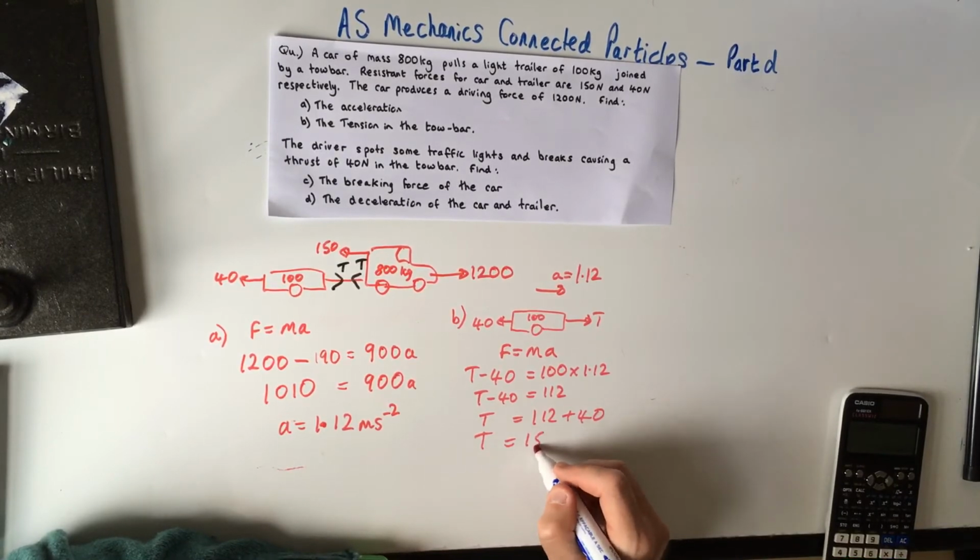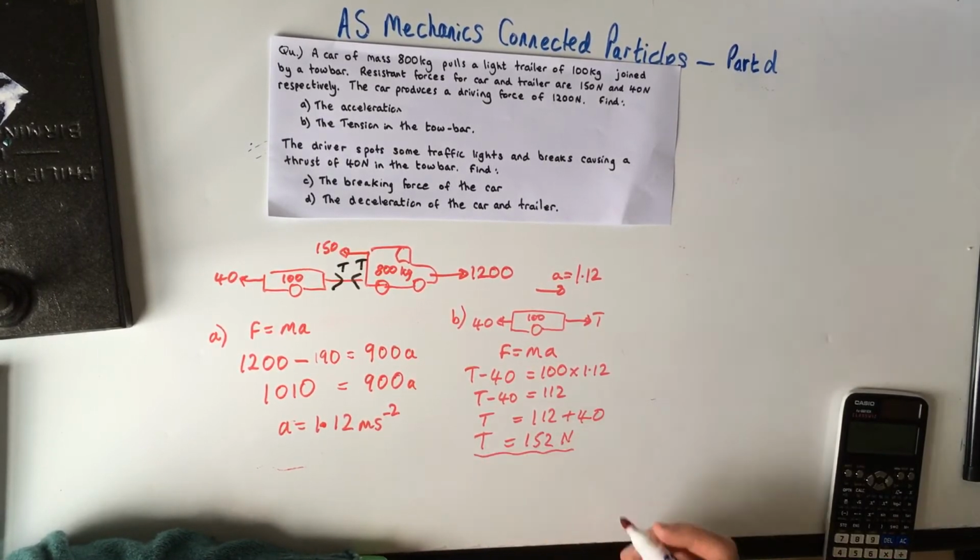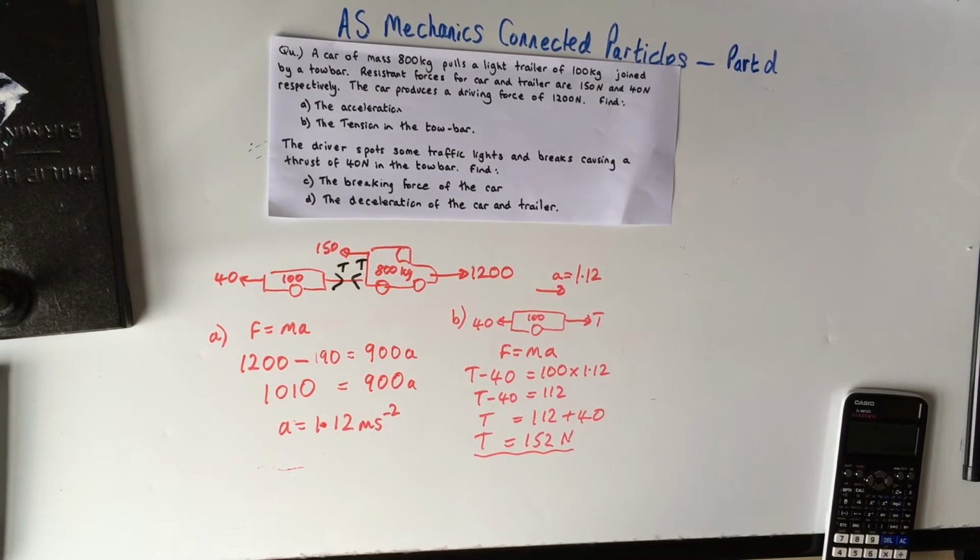And if we add those two together, we get 152 newtons. Okay, so that's the first part done. Now, the driver spots some traffic lights and it causes a thrust of 40 newtons in the tow bar as he's braking. So the braking force of the car, the deceleration of the car and the trailer.